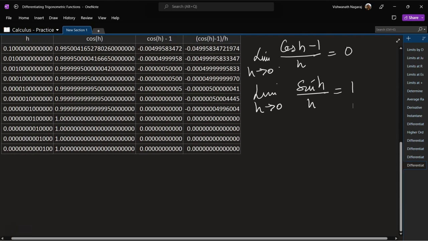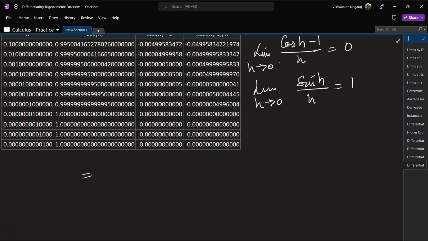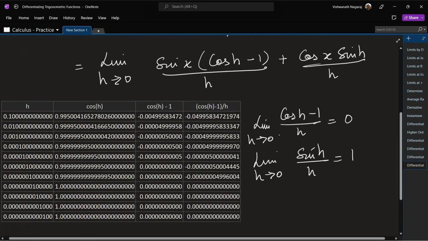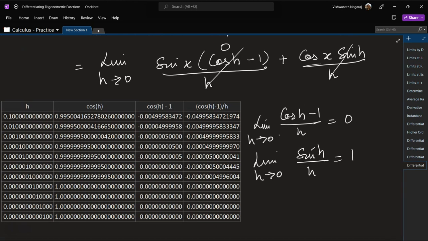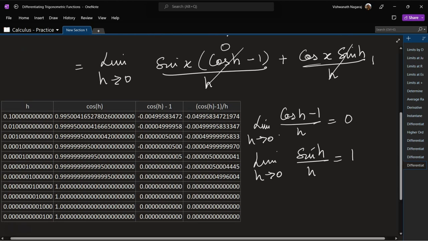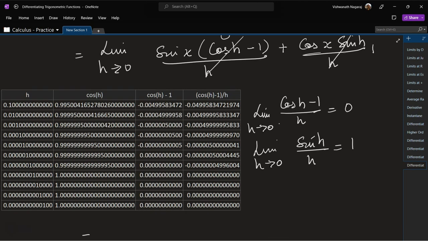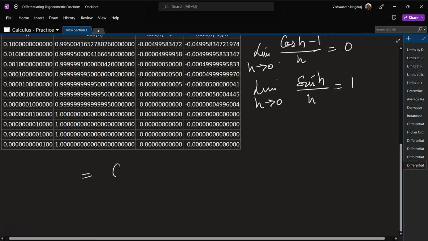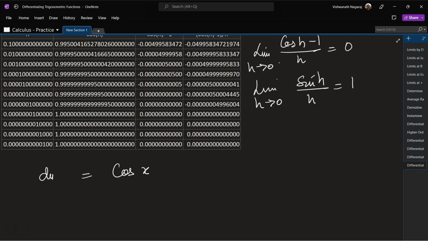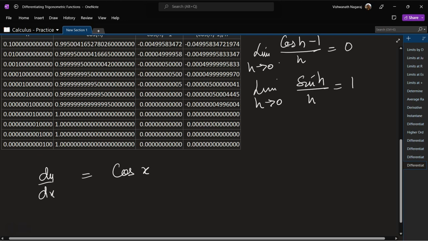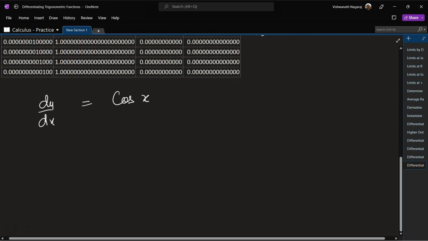Okay, so which means our limit becomes, here this becomes 0, this becomes 1. So sin x times 0 is 0. This limit will become 0 and we'll be left with only cos x. So the result is cos x. So dy by dx of sin x is cos x.